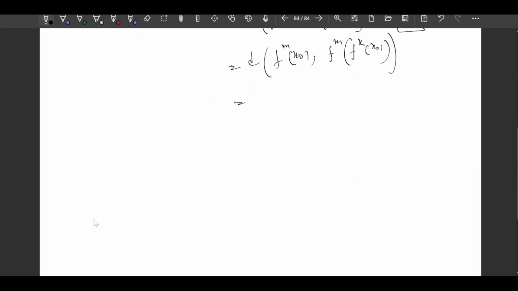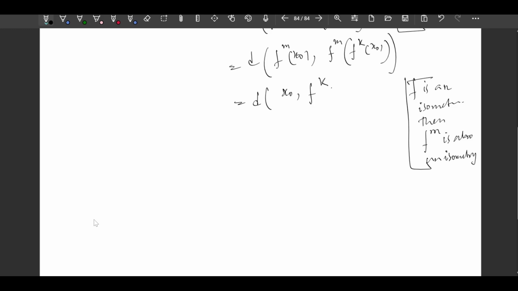और हमें क्या पता है कि अगर f is an isometry, then every power of f is also an isometry. In particular, f to the power m is also an isometry, right? This implies distance of f to the power m of x naught comma f to the power m of f to the power k of x naught, इसको हम क्या लिख सकते हैं, distance of x naught comma f to the power k of x naught, right? ये हम लिख सकते हैं ना, because f to the power m is also an isometry. By the definition of isometry we can write like this.